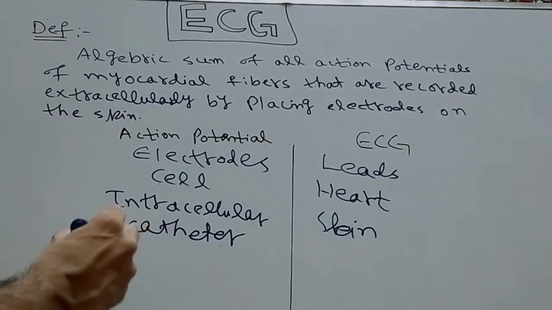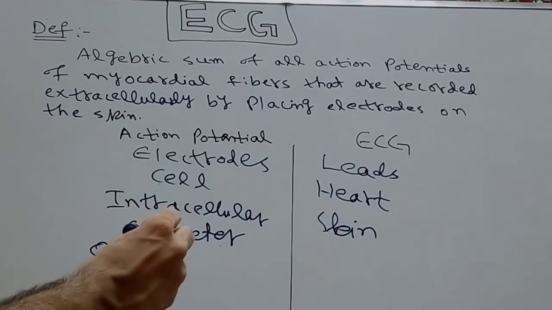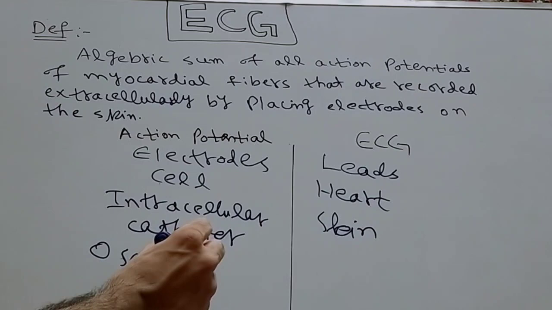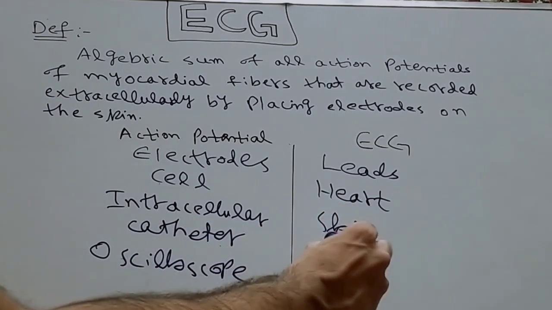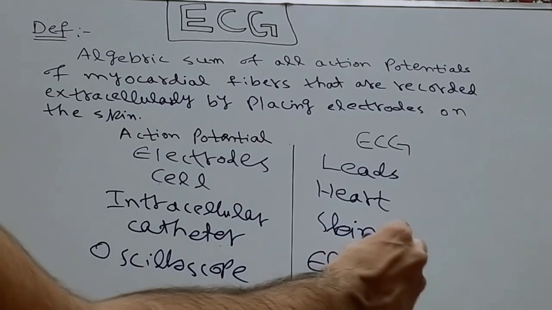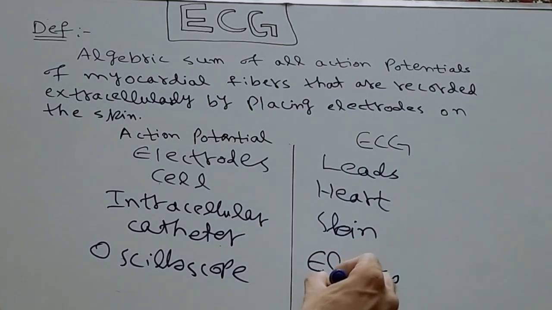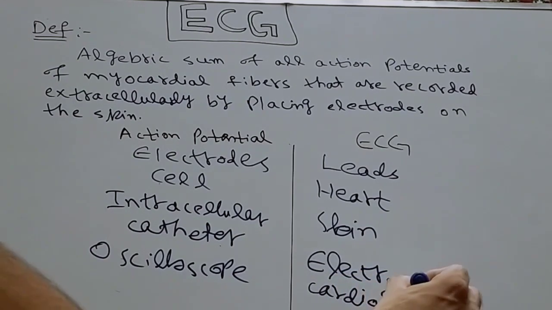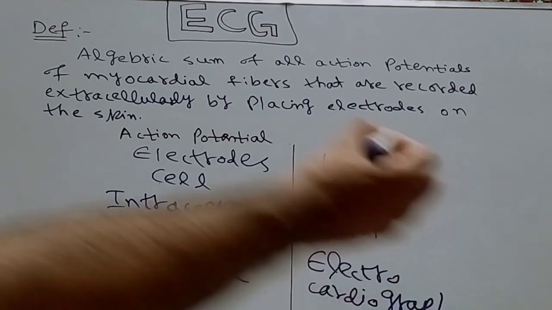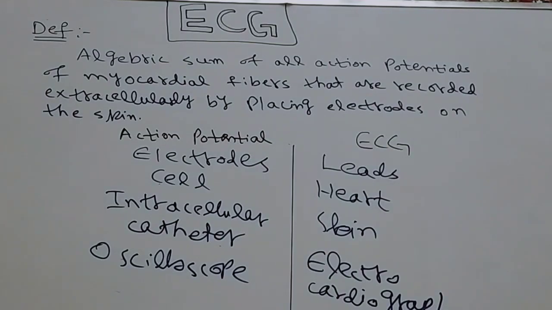Action potential is measured by oscilloscope, while ECG is measured by the special electrocardiograph. So this is all about the differences of the action potential and ECG, and also the definition as well.